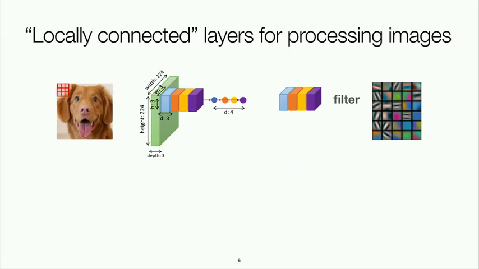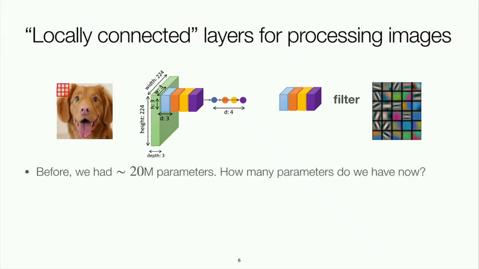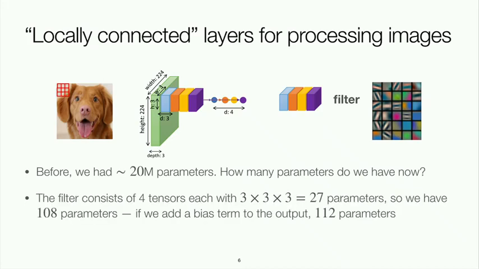All of that was correct, yes. So before, we had about 20 million parameters in our layer that was going from image to some hidden dimensionality. We can ask, how many parameters do we have now? Well, this filter, as I've drawn it here, has 4 tensors. Each of these tensors has 3 times 3 times 3, which is 27 parameters. So now we have 108 parameters in total. If we add a bias term to this output, so we add a 4-dimensional bias to change all of the output numbers, then we have 112 parameters.